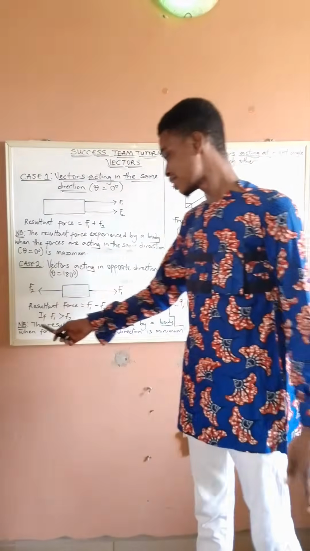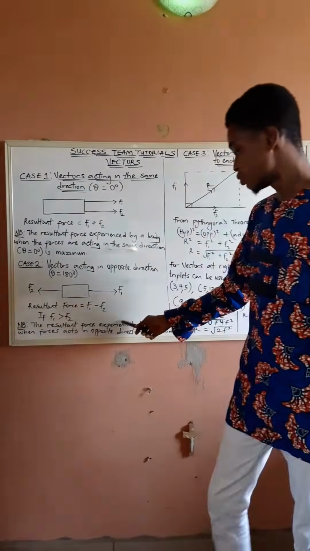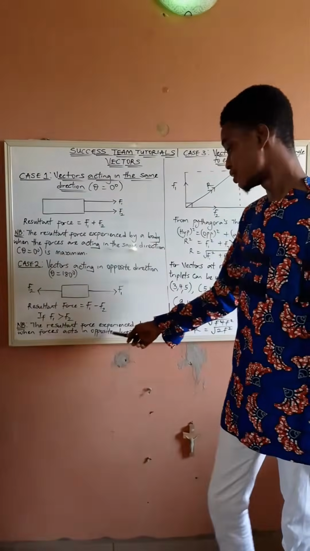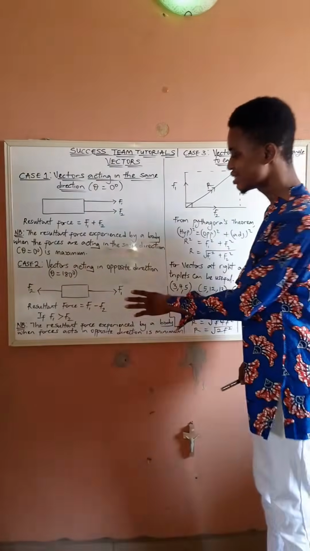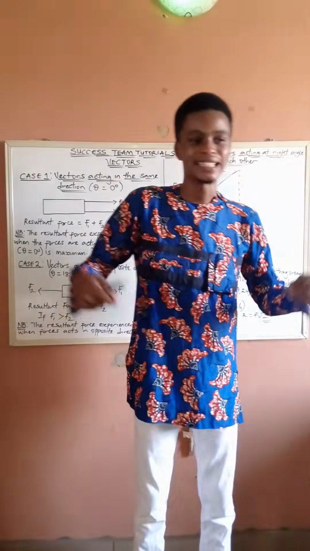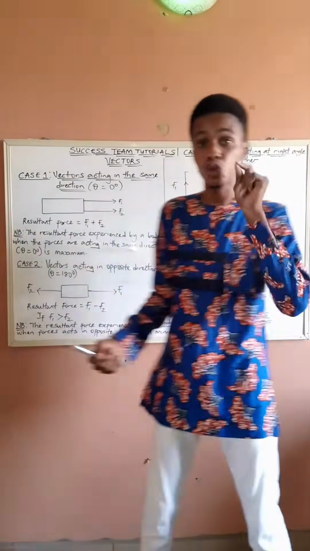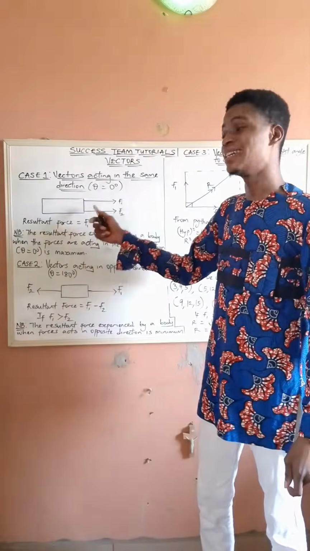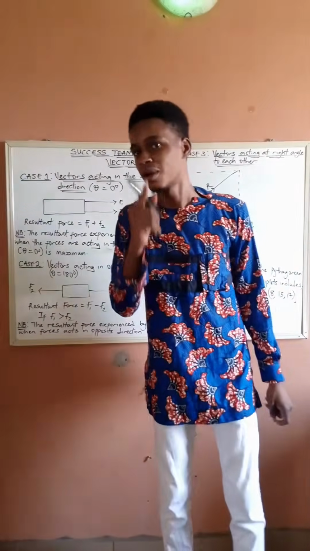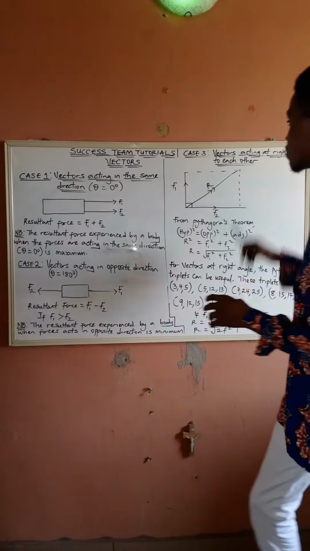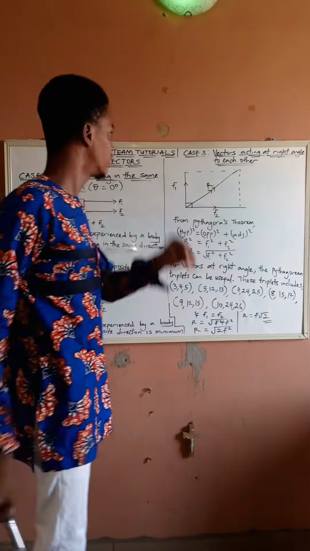So I say that the resultant force experienced by a body when forces act in opposite direction is minimum. Anytime two forces act on a body and they're in opposite direction, just know that the resultant force is minimum. But if it is in the same direction, the resultant force is maximum. Take note of that. It's very, very important. It can be a JAMB question.